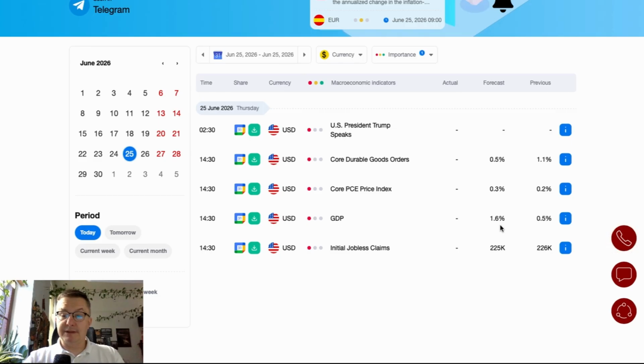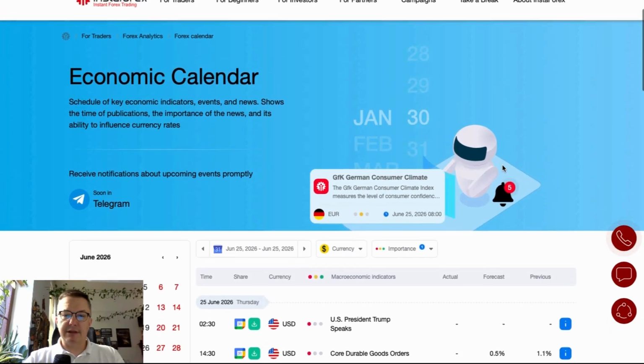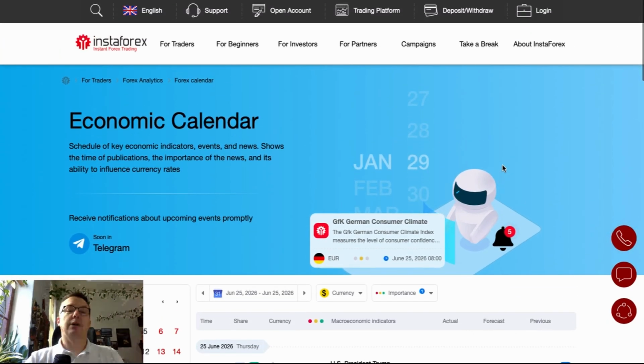Core price index will improve only from 0.2 to 0.3, so not that much. Initial jobless claims should stay at the same level. And durable goods orders should drop from 1.1 to 0.5%. So we are waiting for the bunch of data from the USA. In the meantime, let's switch to the charts and we start with euro dollar.